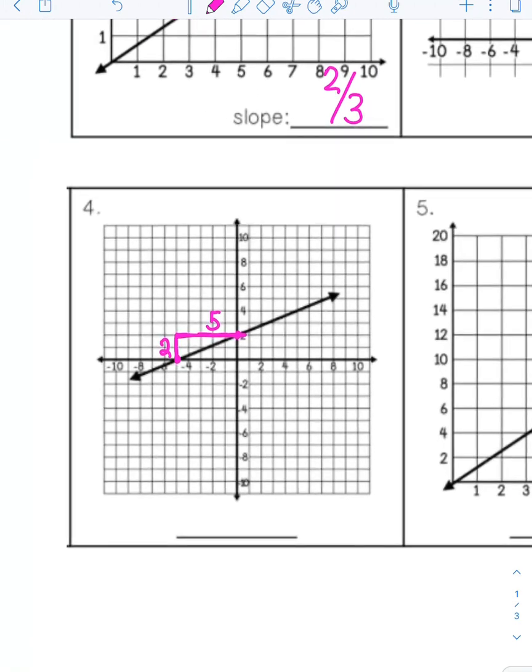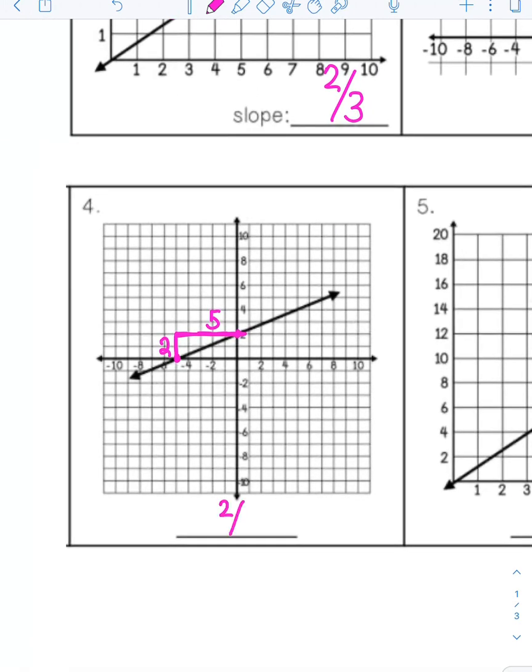So my slope is 2/5, and it's positive. It's increasing from left to right. I want to show you something on this example. Here's how you know you got it right. If I can rise 2 and run 5 and touch the line again, I know I have the right slope. 1, 2, 3, 4, 5. There it is.